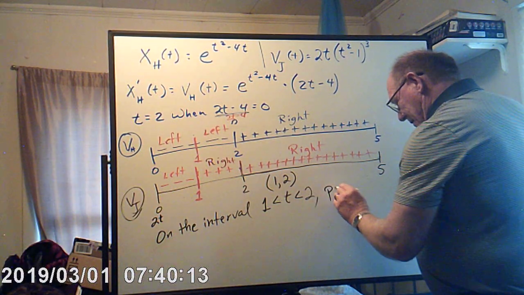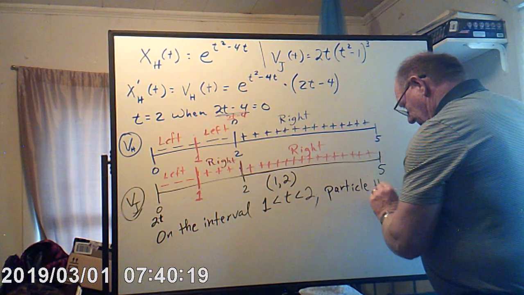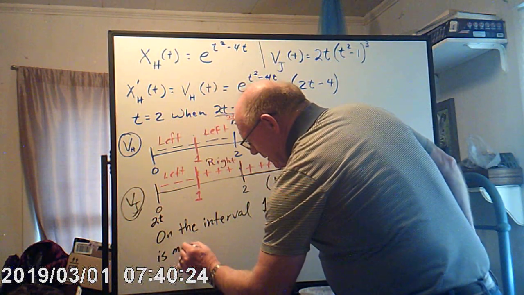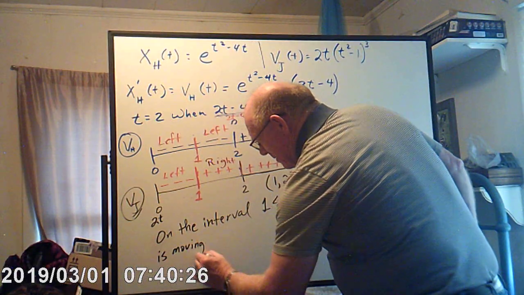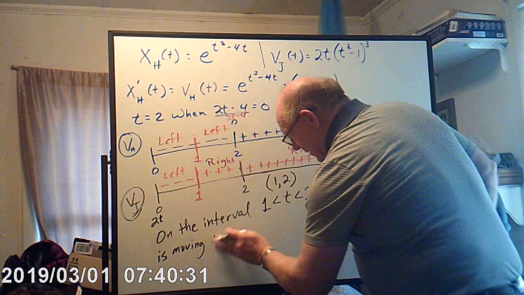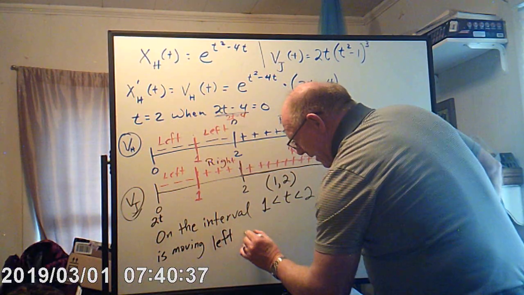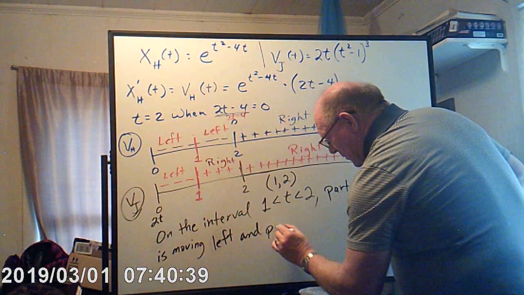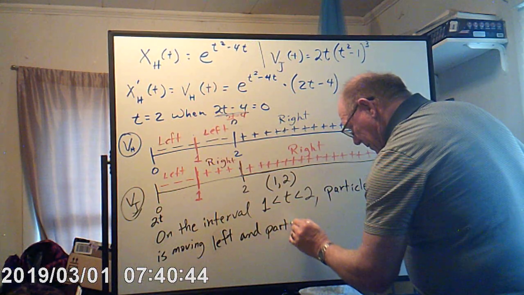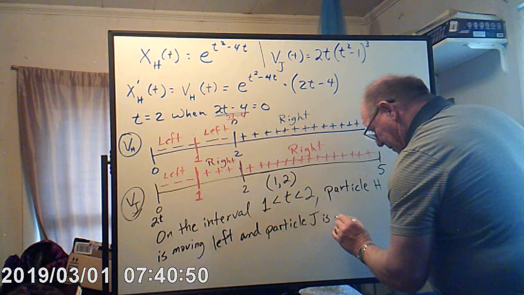Particle H is moving to the left. Let's just say moving left. And particle J is moving right.